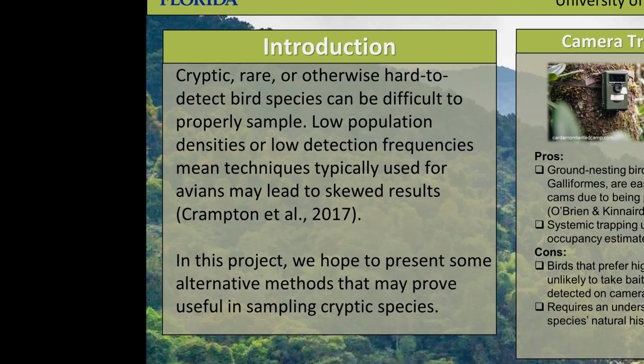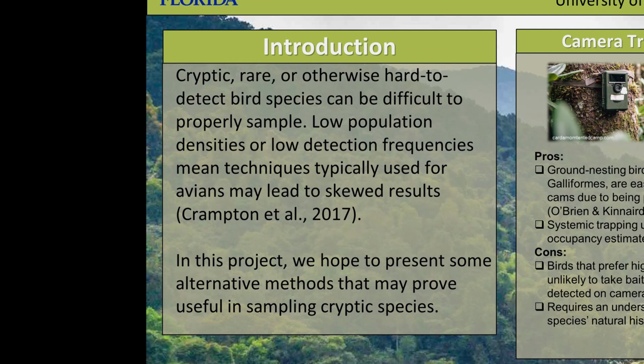Any species that has issues with detection probability, or ability to be detected, is going to inevitably lead to some skewed results in the end. So, in the case of birds, these can be species that are difficult to detect morphologically from one another, or species that just don't show up very often when we're using our traditional techniques, such as mist netting, which is typically the standard for a lot of bird trapping or sampling techniques.